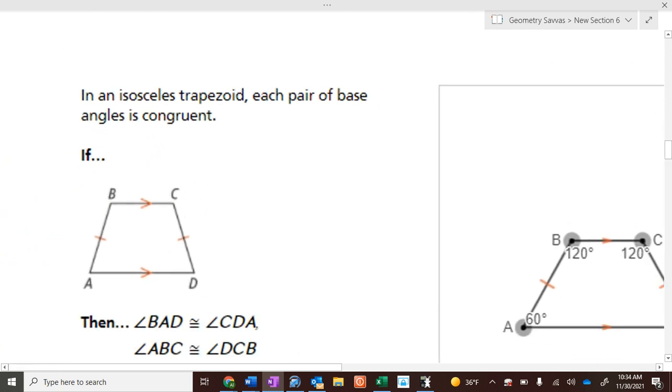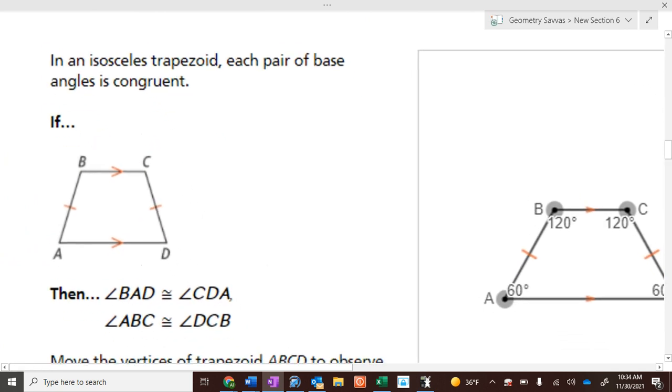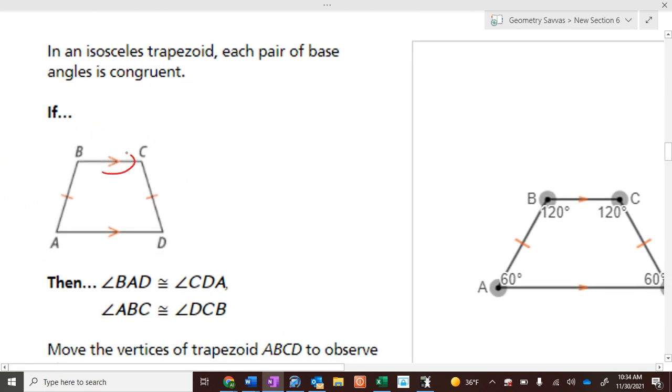Okay, now we're going to look at trapezoids. To be a trapezoid, you have to have exactly, no more, no less, exactly 1 pair of parallel sides. If it had 2 sets of parallel sides, it'd be a parallelogram. So if it has exactly 1 set of parallel sides, it's a trapezoid.